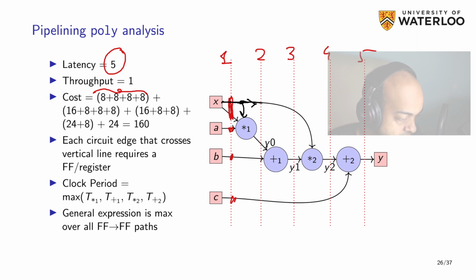Now for the second stage, I have to pipeline X, A, B, and C. Now I have to be a little careful about how many bits I need, right? So for X, I need 8 bits. For the product here, I need 16 bits. B and C are 8 bits again, and that gives me this term here, okay? In the following cycle, I need to again pipeline X and pipeline Y1 and pipeline C. So I get these 3 terms here.